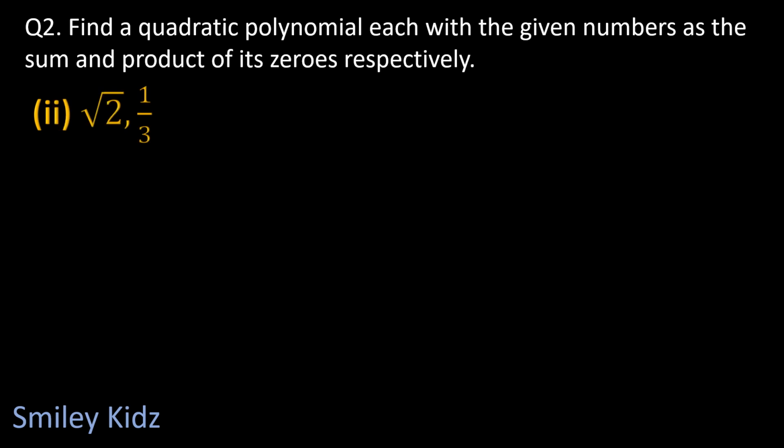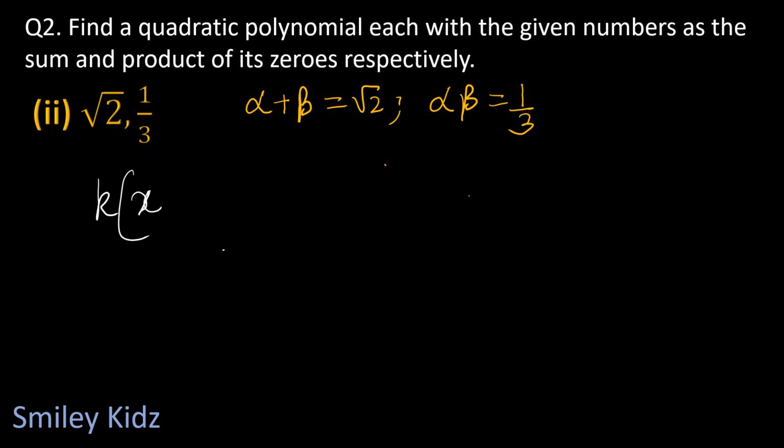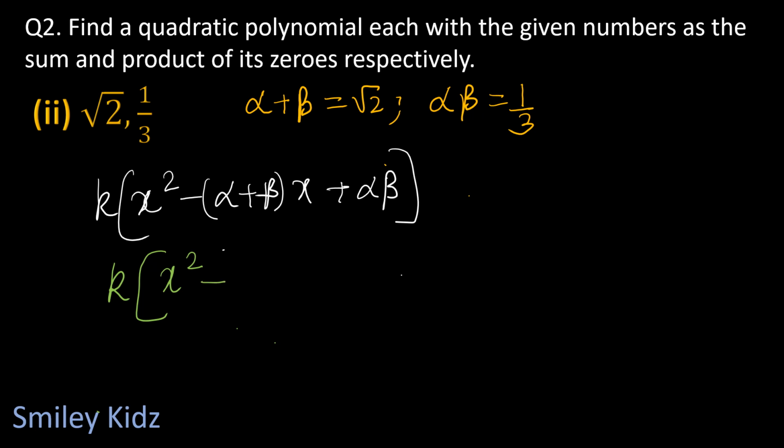Then we have √2 and 1 by 3. Alpha plus beta is √2 and alpha beta is 1 by 3 according to the question. And we know that k into x square minus alpha plus beta into x plus alpha beta is the standard form. Right. Now we're going to substitute the values of alpha plus beta and alpha beta respectively. So we get k into x square minus √2x, because alpha plus beta is √2, plus then we have alpha beta whose value is 1 by 3.